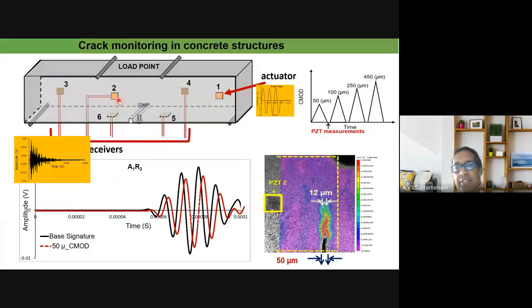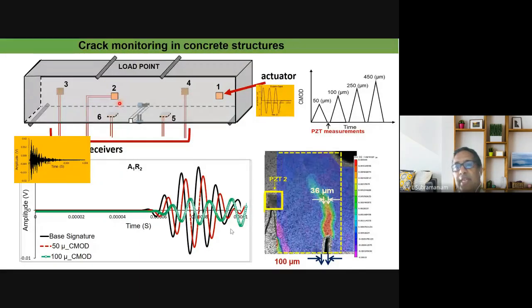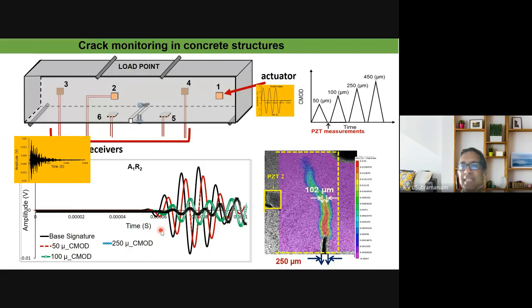Now, if we continue this, as we grew the crack, when the CMOD, crack mouth opening at the bottom, was 100 microns, the crack opening displacement in the path of the stress wave was 36 microns. You see that there is a larger change in the received signal, and the change continues. So by the time the crack opens to about 100 microns, the received signal is attenuated quite a bit. It's almost lost.